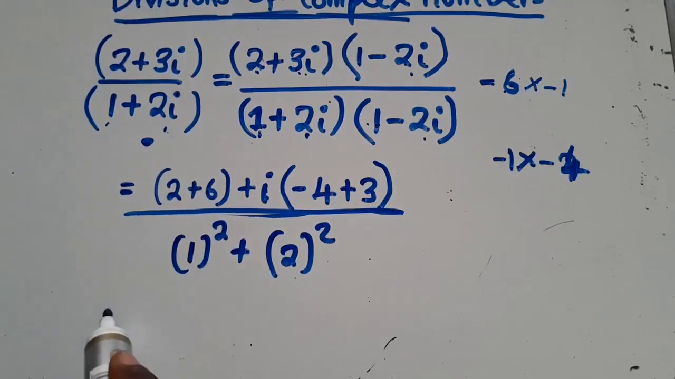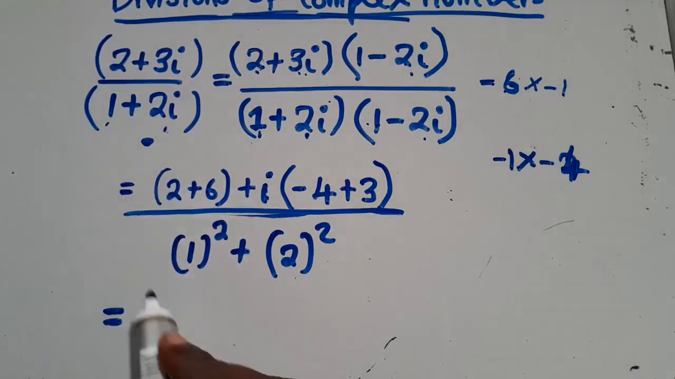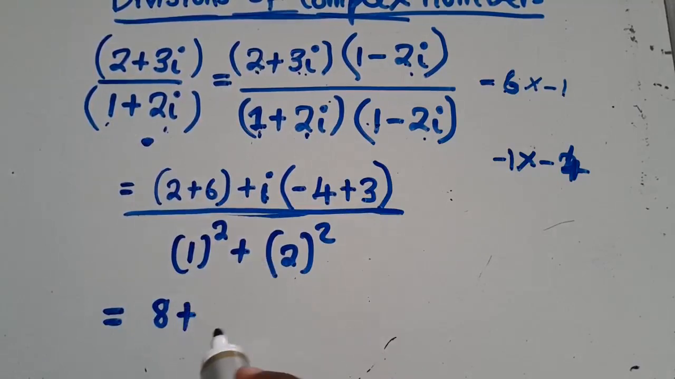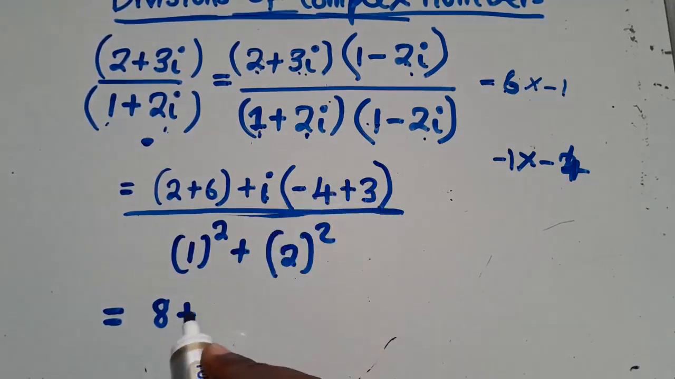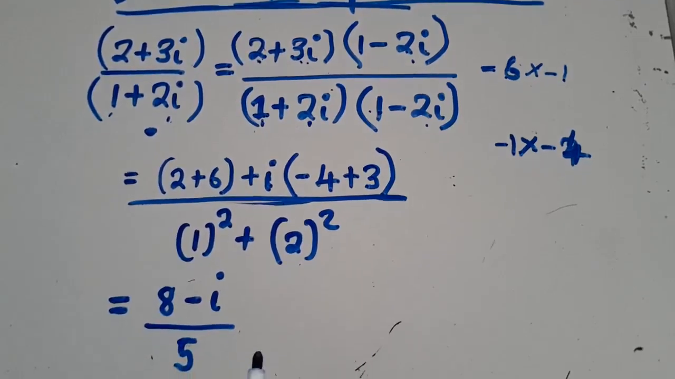So from here you say this is now equal to what? What answer are you going to get here? We are getting 8 plus, and there, what answer are we going to get? We are going to get negative 1. So I'm going to say negative i, instead of saying negative 1i. Over 5, like this. So this is the answer.